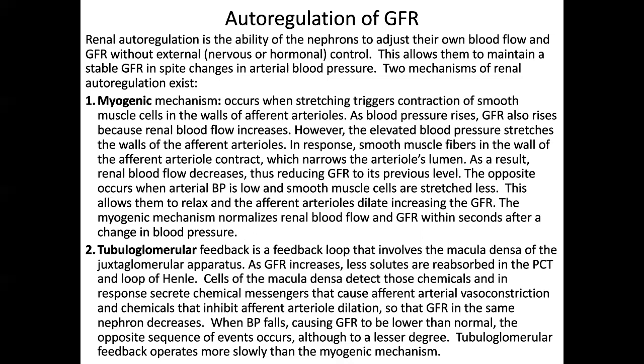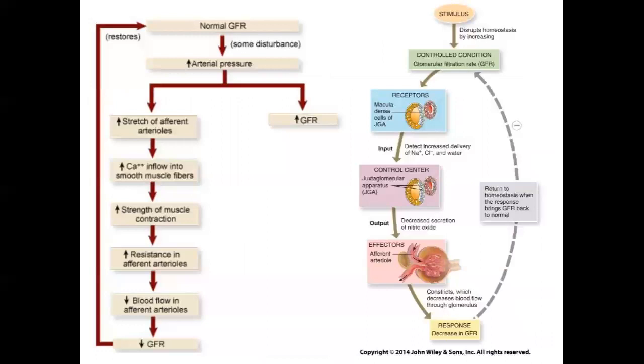Now, when blood pressure falls, causing GFR to be lower than normal, the opposite sequence of events occurs, although to a much lesser degree. And this type of feedback is going to operate quite a bit more slowly than the myogenic mechanism, though. Over on the right is a feedback loop showing you that tubuloglomerular feedback, where you've got filtration rate going up, we're forming too much filtrate, not returning enough back to the blood. Here are those macula densa cells communicating with the afferent arteriole. What they're going to do is cause constriction of the afferent arteriole, and that therefore decreases GFR.